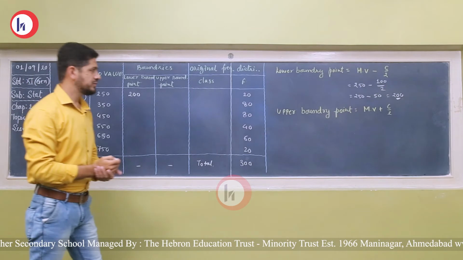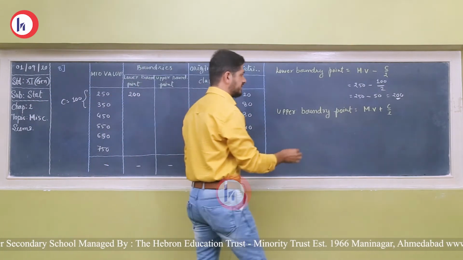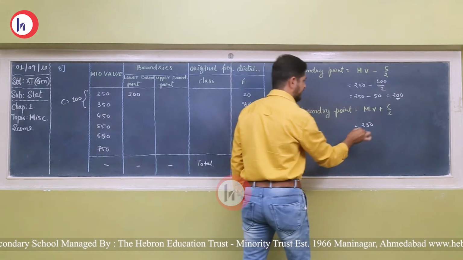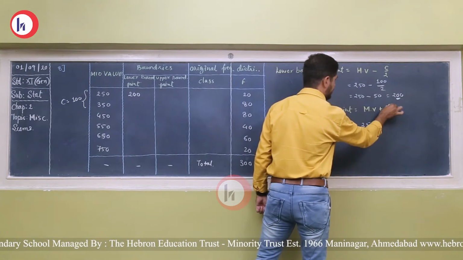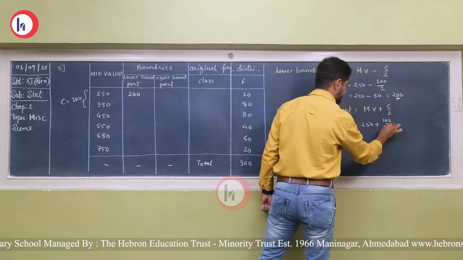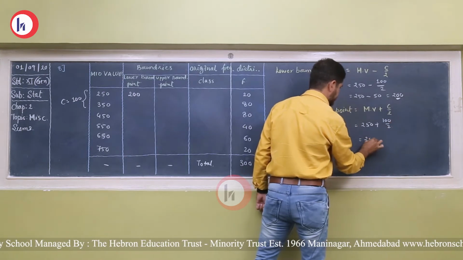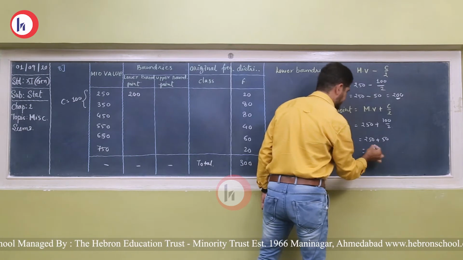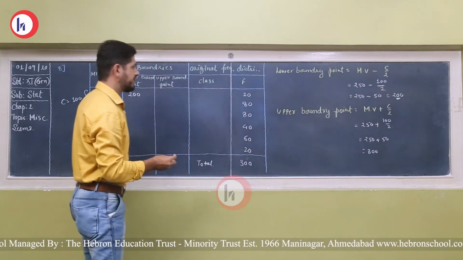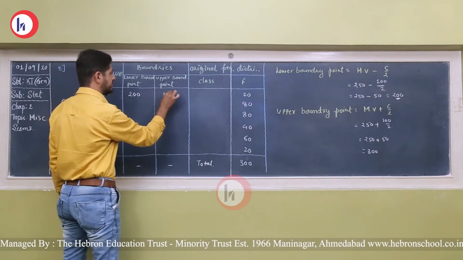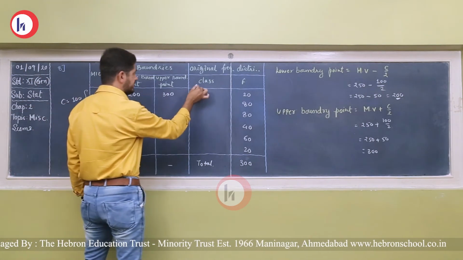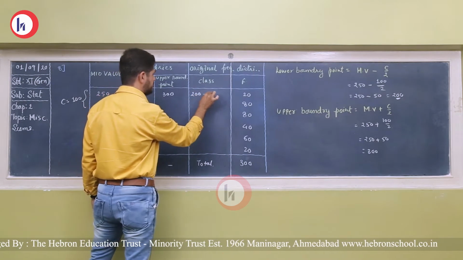Now let's come to the upper boundary point. Mid value again, that is 250 plus C upon 2, where C is 100, divided by 2. So 250 plus 50 is 300. So 300 is the upper boundary point of the first class. So we can write the class like this, 200 to 300.